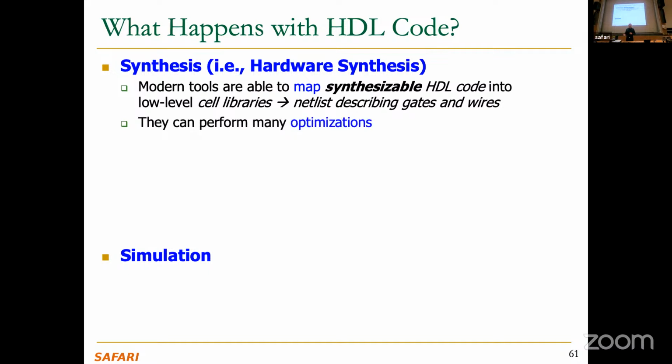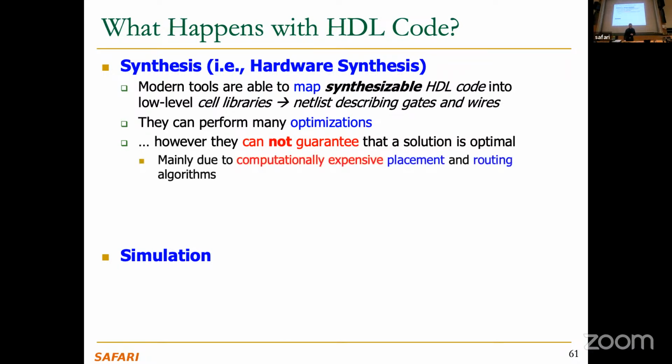And the tool can perform many optimizations, logic minimization, logic simplification, for example, figuring out which gate is better to implement this function with, etc. But they cannot guarantee a solution is optimal, unfortunately, especially with large designs. If the design is very large, an optimality guarantee is very difficult, even if you're considering one metric, minimality, for example, of the circuit. So these tools are not perfect, basically. People have been trying to design these tools to be perfect, but unfortunately, we're not there yet.